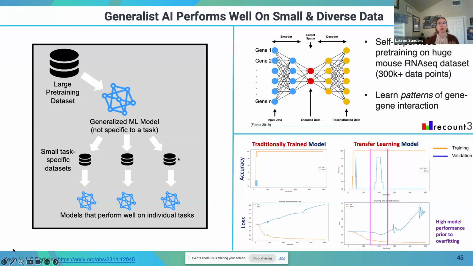So, can you classify spaceflight RNA sequencing samples from ground control RNA sequencing samples? And what we saw was that the generalist or transfer learning model far outperformed a model that was traditionally trained on the small data set. And so we're seeing a lot of promise for this approach, specifically in space biology, where we just don't have all that many data points to begin with.